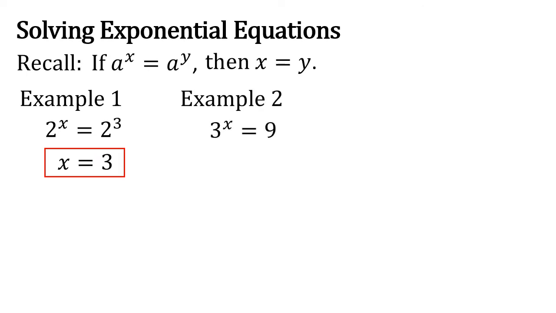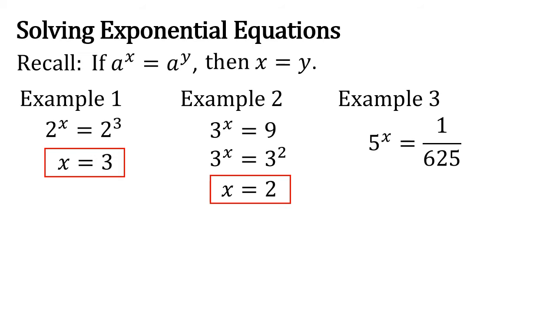Example 2, 3 to the x is equal to 9. So in order to solve an exponential equation, your goal, your always goal, is to make the left side and the right side of the equation have the same base. In this case, the right side of the equation is 9, but we can express it as 3 squared. So now we have 3 to the x equals 3 squared. They have the same base now, so therefore we can say that x is equal to 2. And that's the solution of our exponential equation.